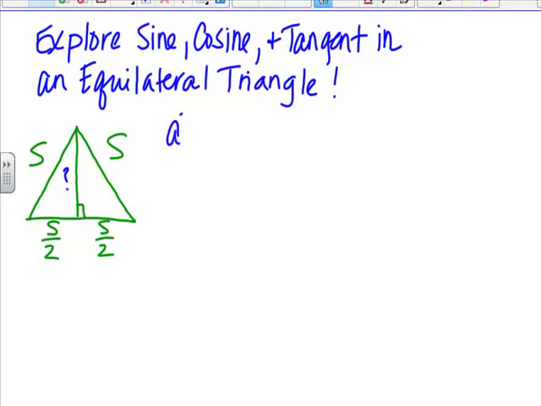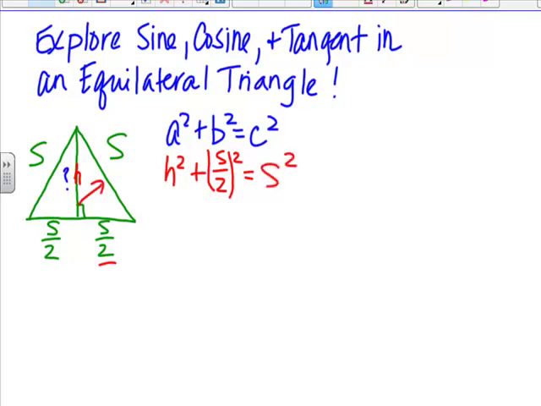So I'm going to take a spin through the land of the Pythagorean theorem here real quick. Use a different color. And I'll just call this h for height. So I have h squared plus s over 2 squared is equal to c squared, my hypotenuse, which in this case I'm calling s. So if you can come along with me here for a little wild and crazy algebra, I have h squared plus s squared over 4 equals s squared.